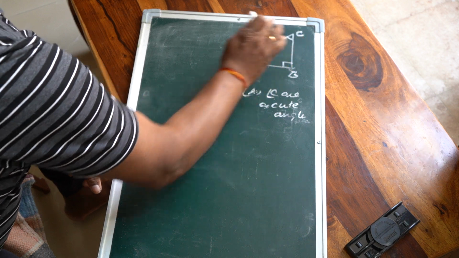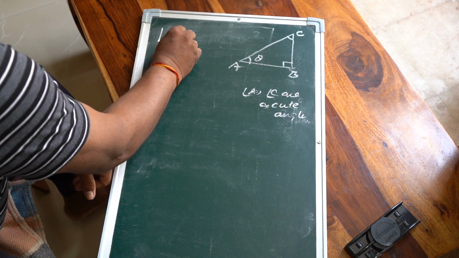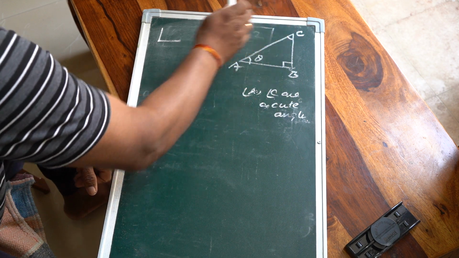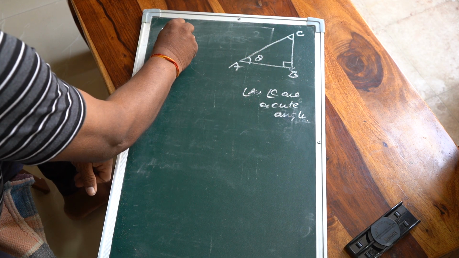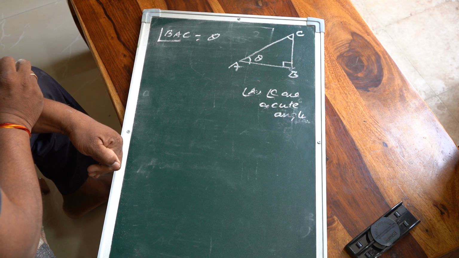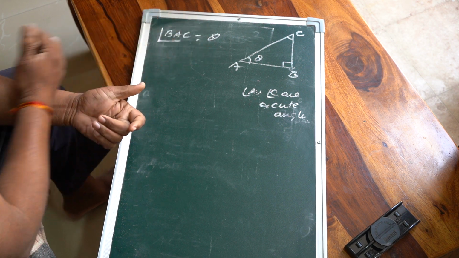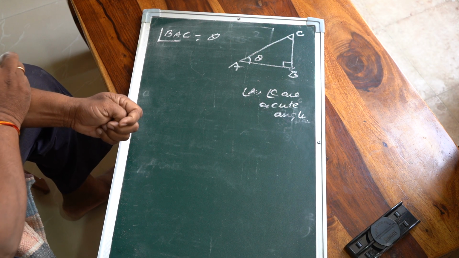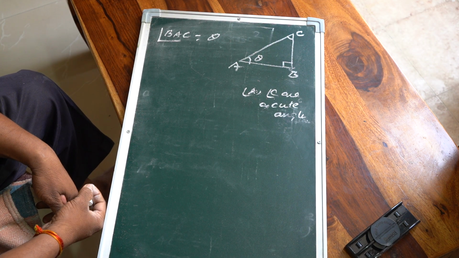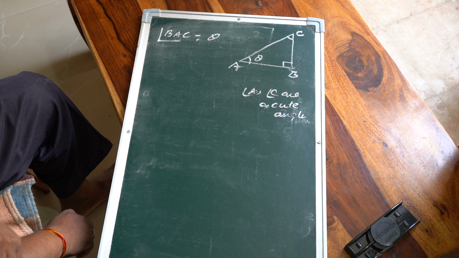For example, suppose you put theta as the angle BAC. The trigonometry ratios are sin theta, cos theta, tan theta, cosecant theta, secant theta and cot theta.